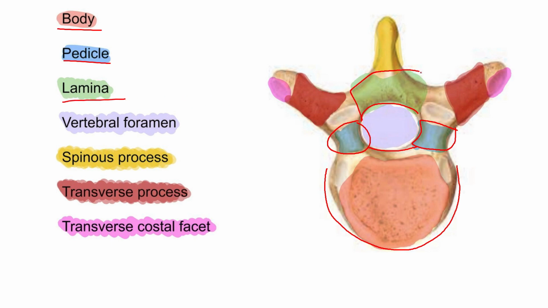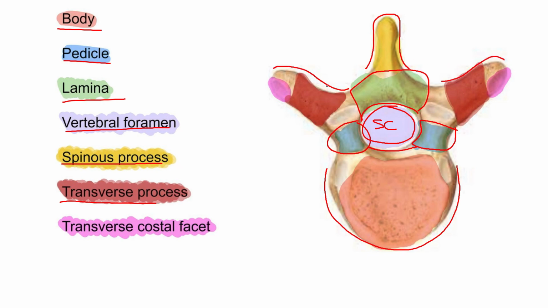The lamina, highlighted here in green, makes up the posterior wall of the vertebral foramen, which is shown here highlighted in purple. The vertebral foramen is specifically just the hollow portion of the vertebral column that houses the spinal cord. The spinous process is likely also obvious to you, but for the sake of clarity, it is highlighted here in yellow. There are two transverse processes, and both of them are highlighted here in dark red.